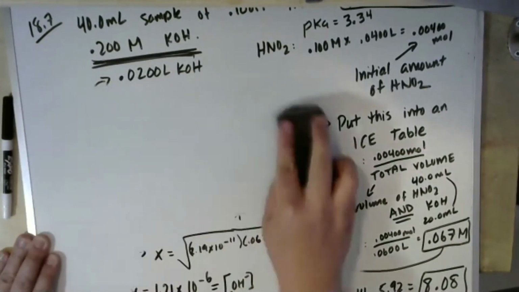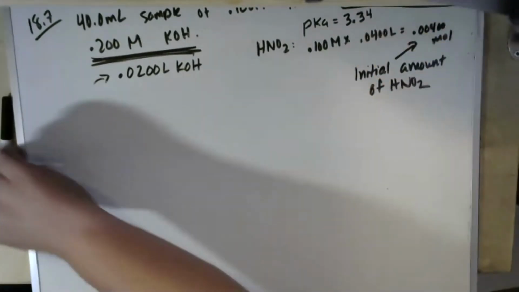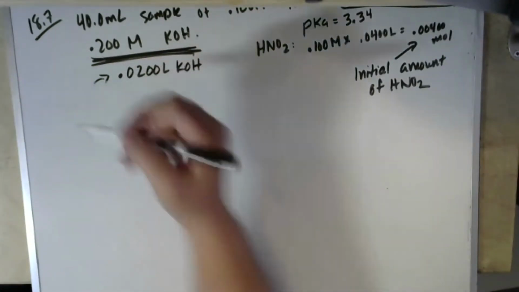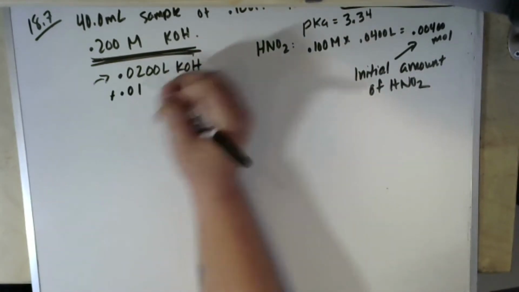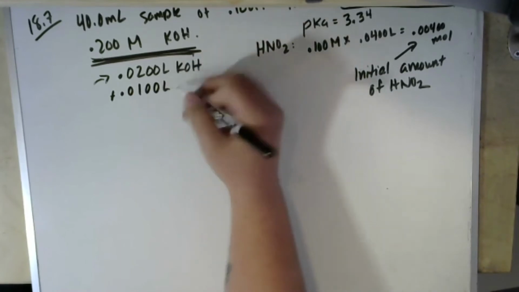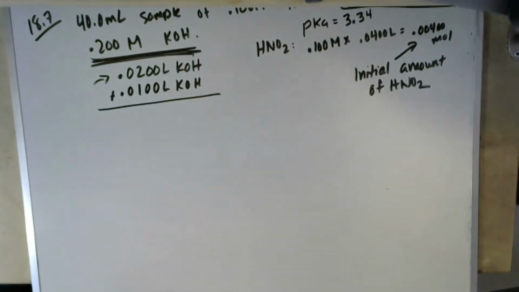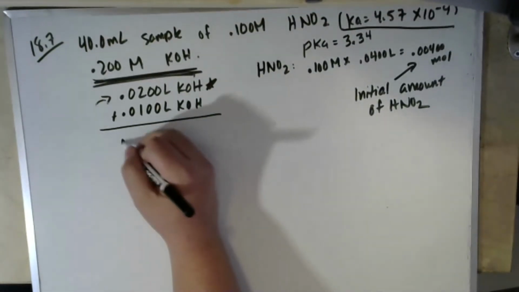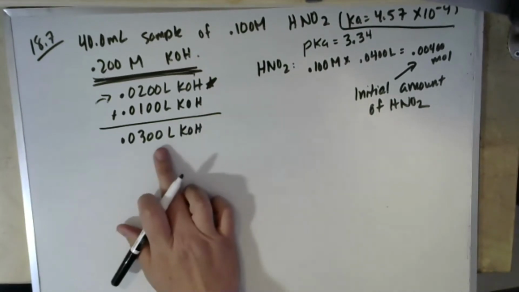So, get rid of this stuff that we don't need anymore. 10 milliliters past the equivalence point means that we're going to be adding an additional amount of KOH to our equivalence volume, right? That was the equivalence volume that we calculated. So we're going to add the 10 milliliters onto that. And now we're going to look to see what the pH is going to be when we have this much KOH.